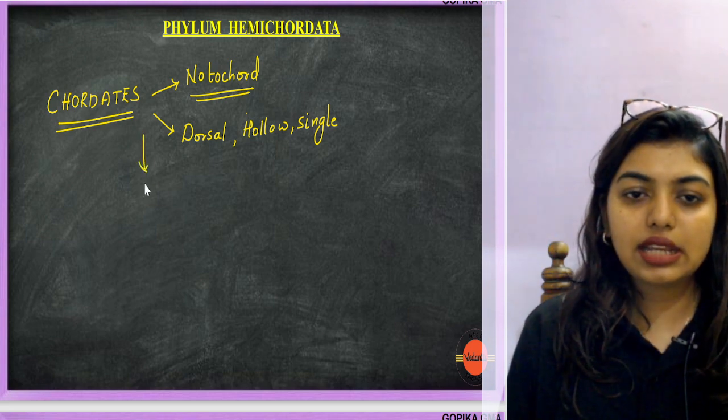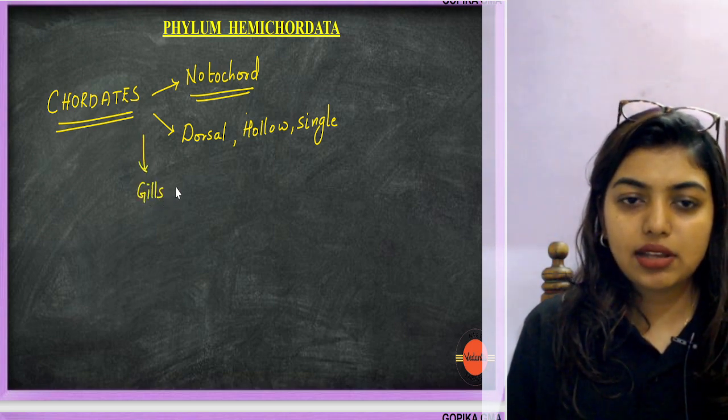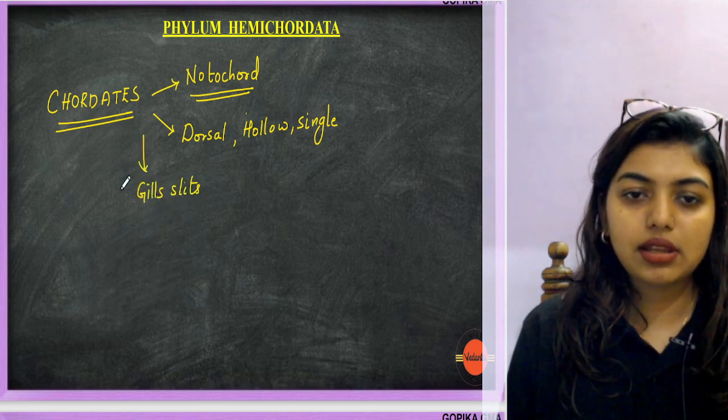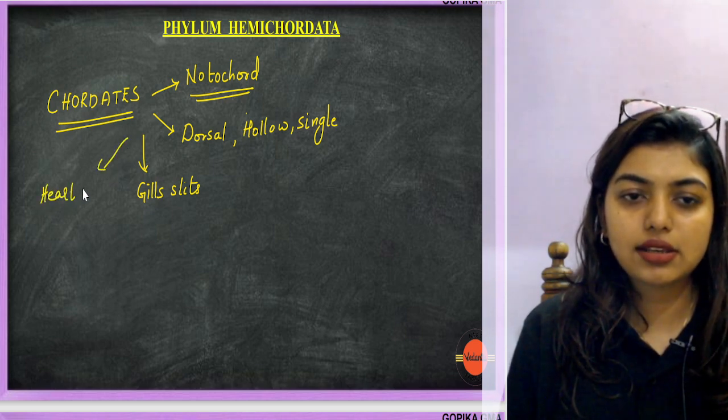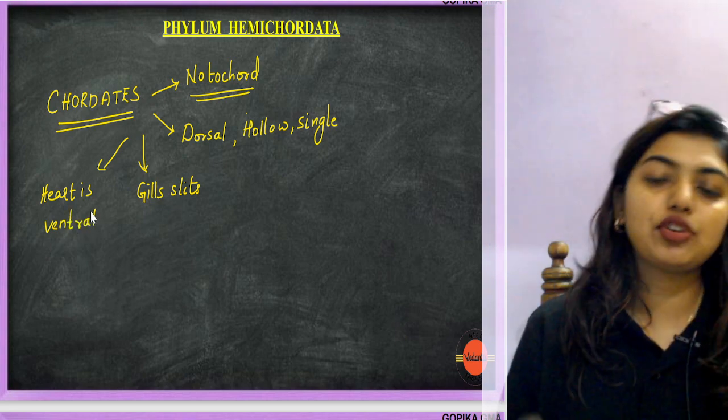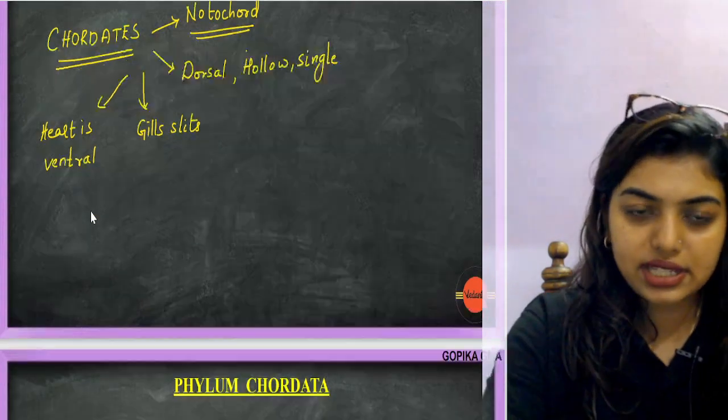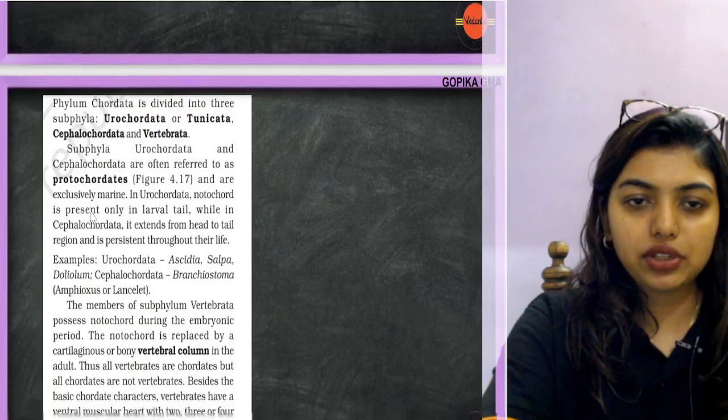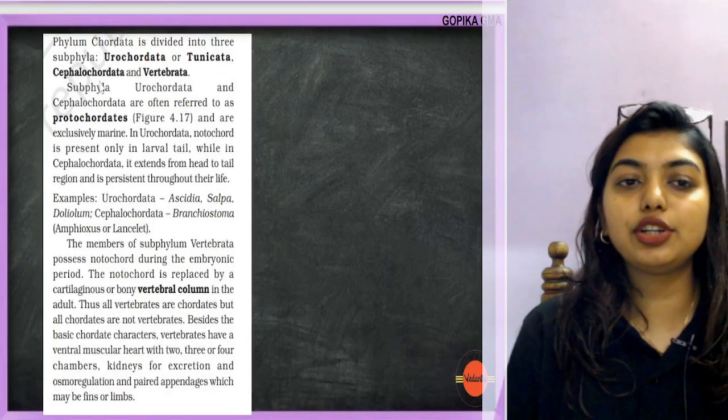Next thing, gill slits are present. Then, a very, very important thing: the heart is ventral. Therefore in the others the heart is dorsal. So these are the chordate characters. Now when we go further, phylum Chordata is divided into three categories.